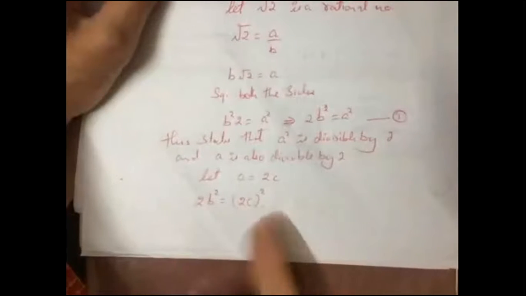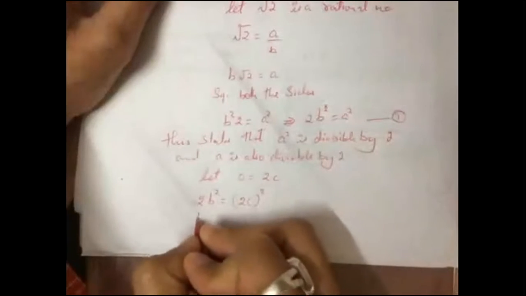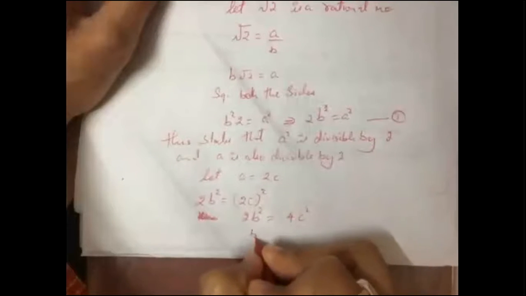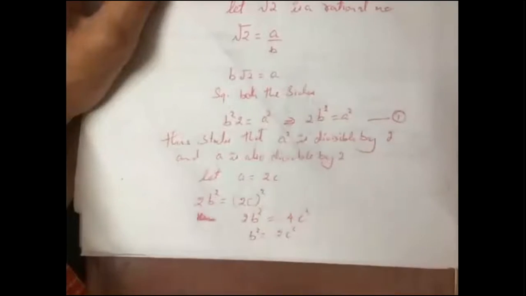Next, we will write the above equation, equation number 1, as 2b square equals 2c whole square. This will become 2b square equals 2c whole square. Hence, next, 2b square equals 4c square. Then 2 will get cut. b square equals 2c square. What does this show?